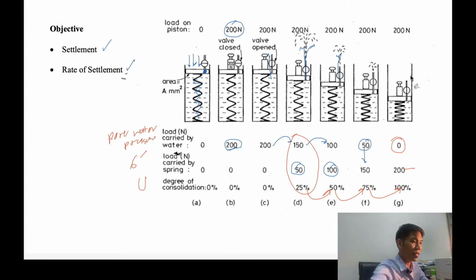The first one is how much the settlement is. How much is the settlement, the settlement at the final stage or the settlement at maybe any time. So according to this, the objective of the test, we would like to know first the settlement and second the rate of settlement.